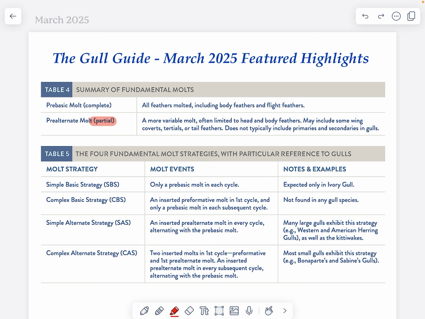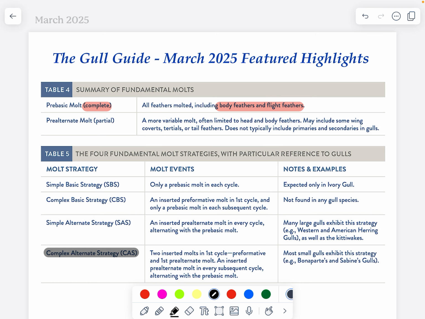Once again, pre-basic molts drive a molt cycle. These are comprehensive events that a molt cycle begins with. They include all the body and flight feathers, and we believe all birds have this pre-basic molt as a commonality. Understanding these four molt strategies usually involves understanding what's happening in the complex alternate strategy. If we can wrap our heads around CAS, then the other ones fall into place, because we could just subtract from the complex alternate strategy and understand what's happening in the others.